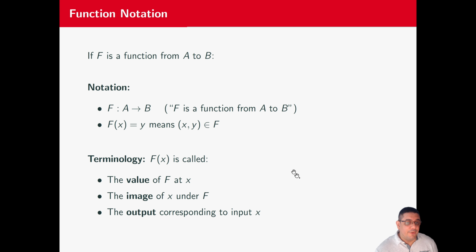Now, if f is a function from A to B, we describe this as f: A → B, or f is a function from A to B. We also can represent this as f(x) = y, which means the pair (x, y) belongs to the function f. In terminology, f(x) is called the value of f at x, or the image of x under f, or the output corresponding to the input x under f.